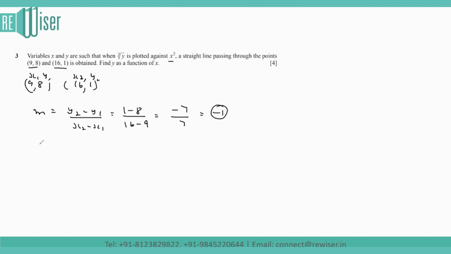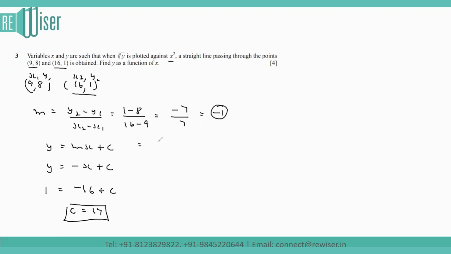Any straight line can be written as y equals mx plus c, where m is the slope of the line. So we can write y equals minus x plus c. Now, we choose a point through which the line passes, (16, 1). So in place of y, we write 1, and in place of x, we write 16. So the value of c that we got is 17.